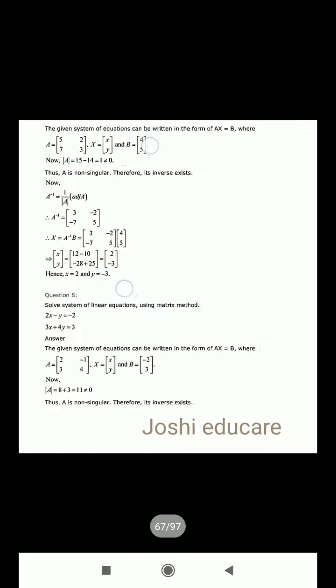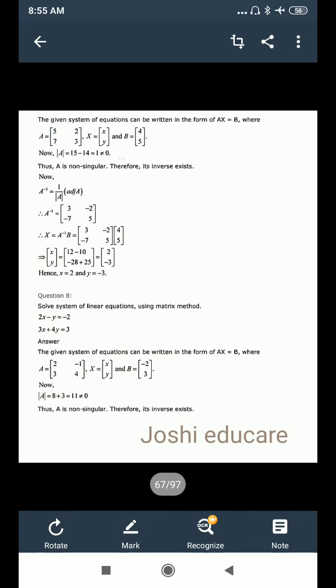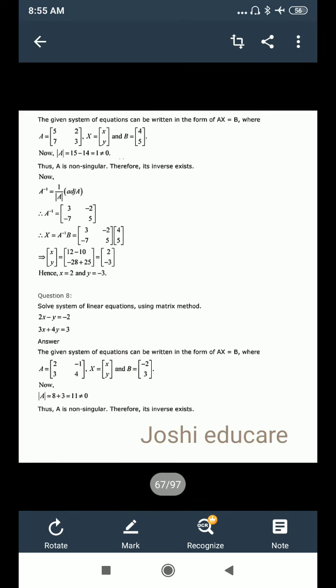So our first method is I will express this whole system of equations in matrix form. So A is a matrix of coefficients of x and y. X is a matrix of variables and B is a matrix of constant terms. These things I have explained in the previous 6 questions.